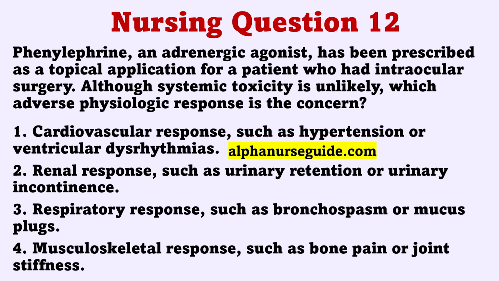Phenylephrine, an adrenergic agonist, has been prescribed as a topical application for a patient who had intraocular surgery. Although systemic toxicity is unlikely, which adverse physiologic response is the concern? 1. Cardiovascular response, such as hypertension or ventricular dysrhythmias. 2. Renal response, such as urinary retention or urinary incontinence. 3. Respiratory response, such as bronchospasm or mucus plugs. 4. Musculoskeletal response, such as bone pain or joint stiffness.